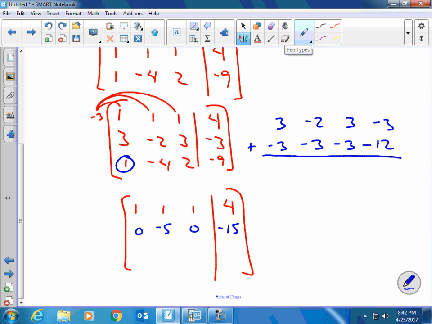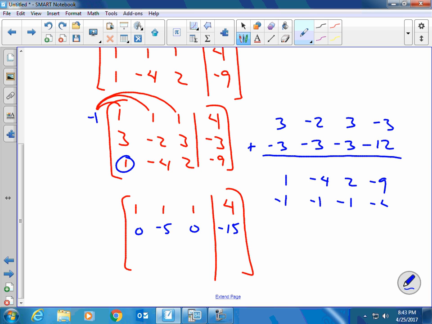So let's multiply everything in row 1 by a negative 1 this time instead of a negative 3. So I'm going to change this. I'm going to multiply everything by a negative 1. Why? So when I add it to the third row, the 1's cancel. So again, I'll rewrite the third row: 1, negative 4, 2, negative 9. Multiply everything in the top row and rewrite it.